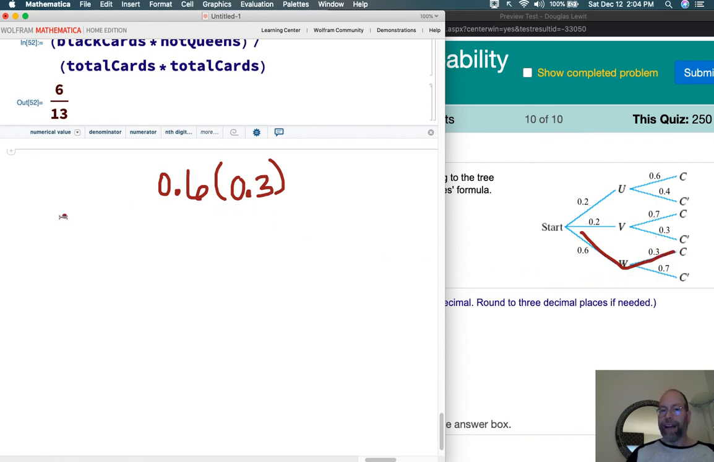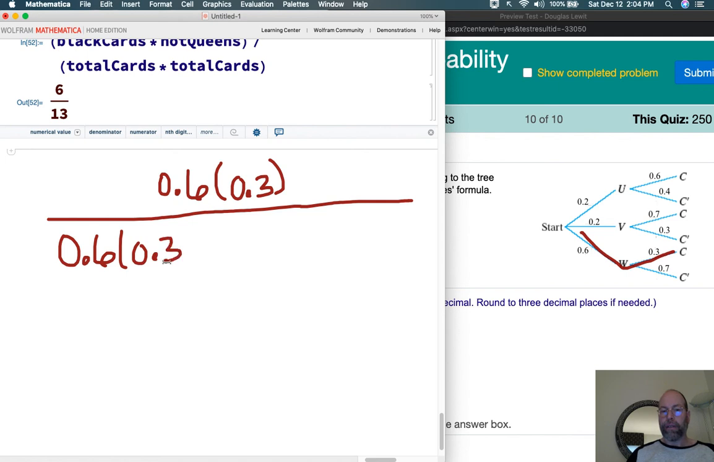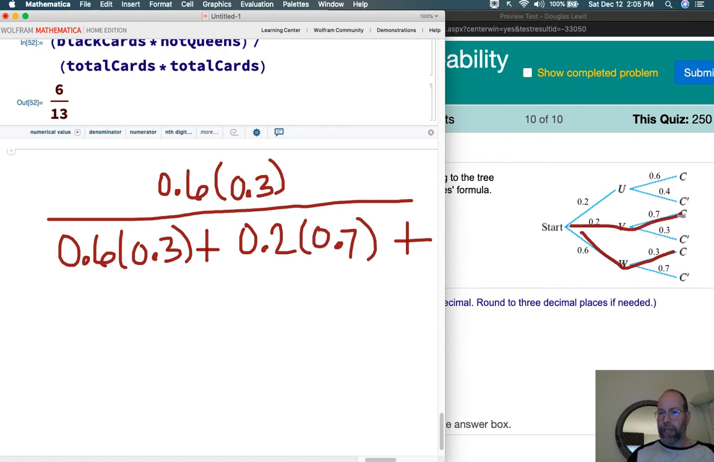Divided by, and then we have to add up all the C branches. So that's going to be 0.6 multiplied by 0.3, plus 0.2 times 0.7. Plus, that's this branch right over here.